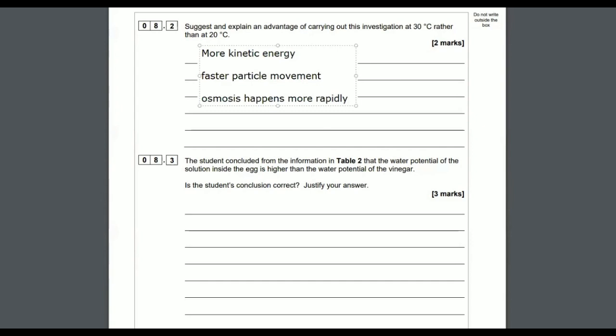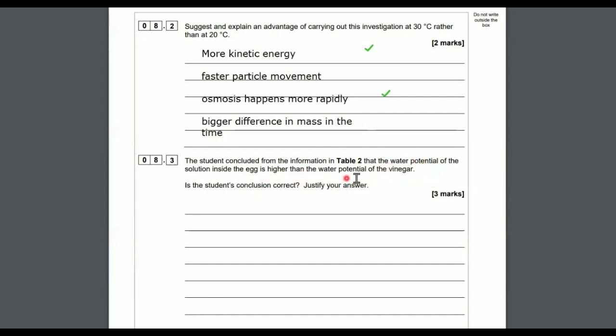We're going to get a bigger difference in the same time in the mass of the egg. So if you're using it at a higher temperature, more water is going to move, if you're doing it over 24 hours, which they were doing in this experiment, you're going to get a bigger difference in the mass of the egg, and therefore your results are going to be more accurate, smaller level of percentage error.